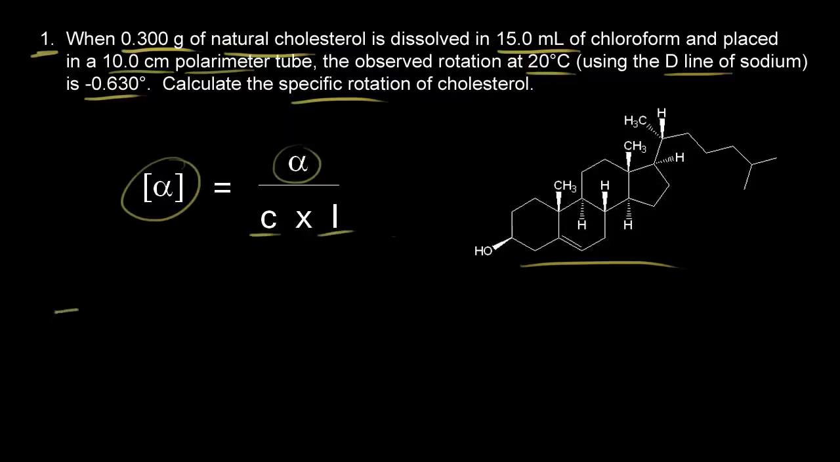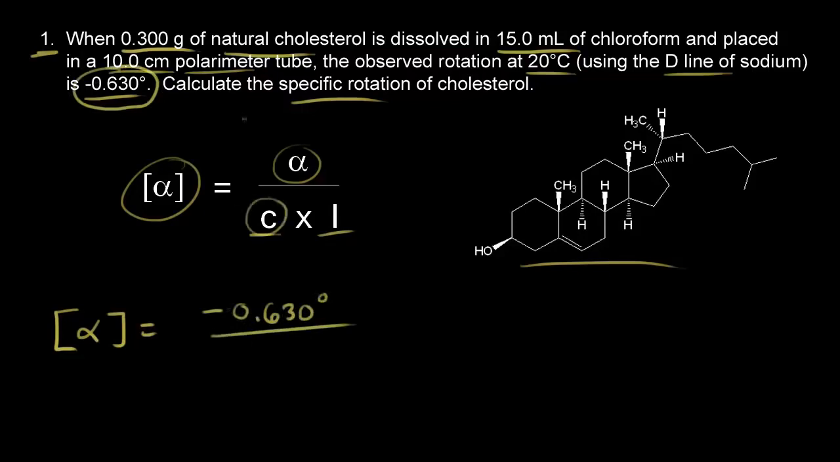So let's plug in some numbers here. The specific rotation is equal to the observed rotation, which is negative 0.630 degrees. So we put that in. We divide by the concentration, which is in grams per mL. So that's 0.300 grams divided by 15.0 mLs.